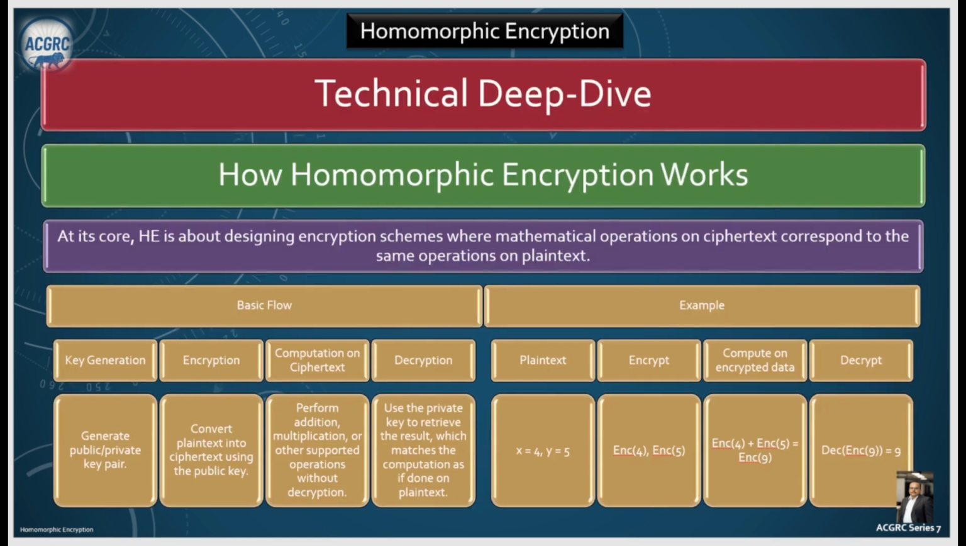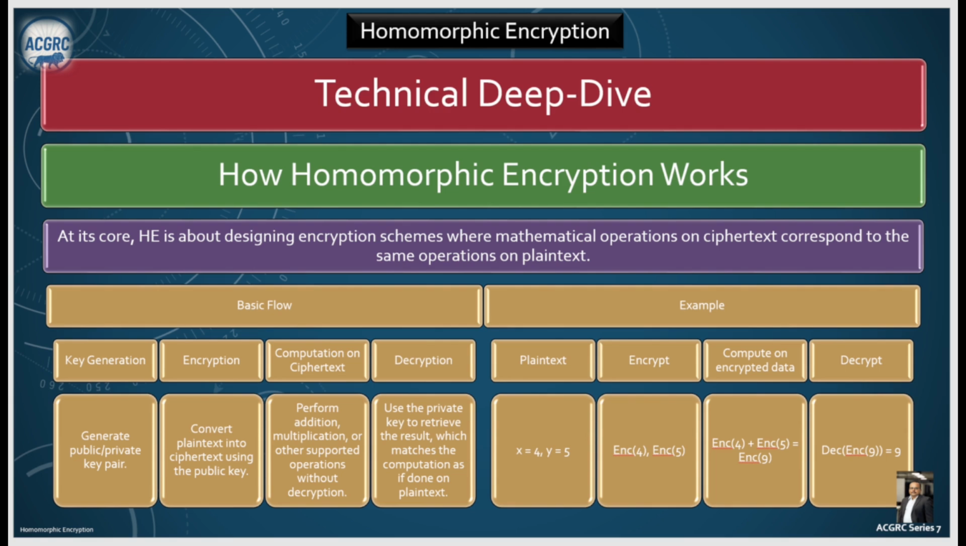Let's do a deep dive. So, how does homomorphic encryption work? Well, at its core, homomorphic encryption is about designing encryption schemes where a mathematical operation on ciphertext corresponds to the same operation on plaintext. So the design is not to corrupt the output. You should ideally get the same result if you are doing it without encryption as you do with encryption.